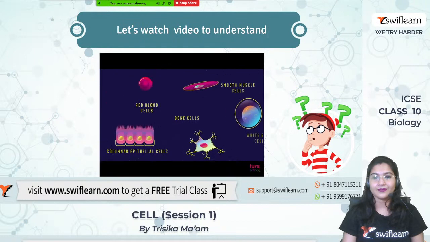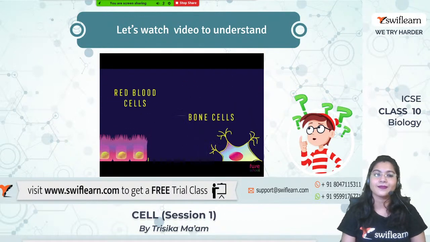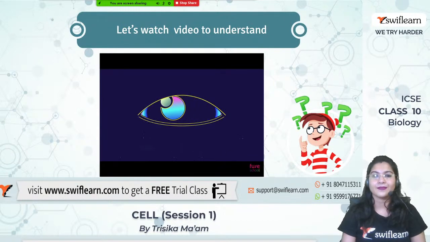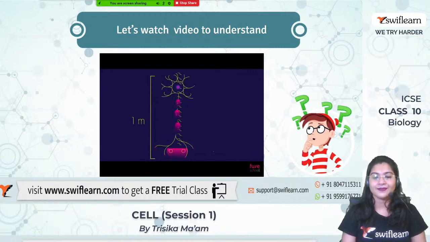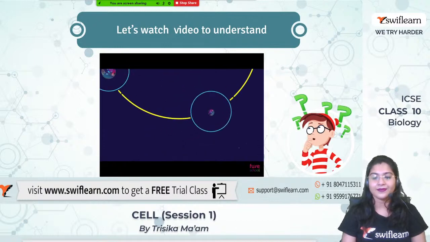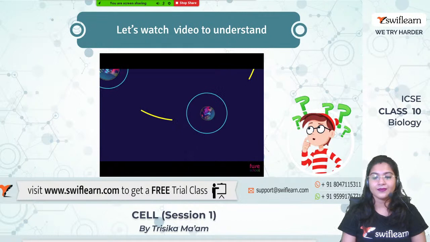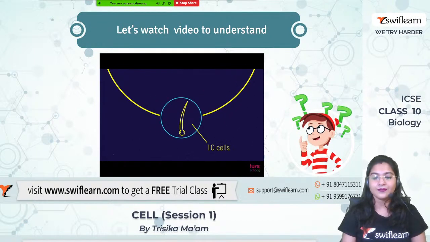Now, cells come in all different shapes and sizes. Occasionally, cells can be large enough to be seen by the human eye. For example, the yolk of a chicken egg is actually a single cell, and some cells are really long, such as a nerve cell that runs the entire length of your spine. However, most cells are really tiny and can only be seen under a microscope. They are so tiny that you could fit about 10 of them across one of your hairs.